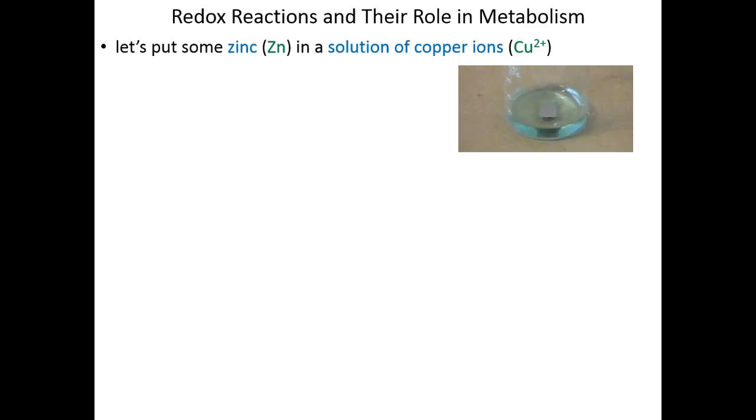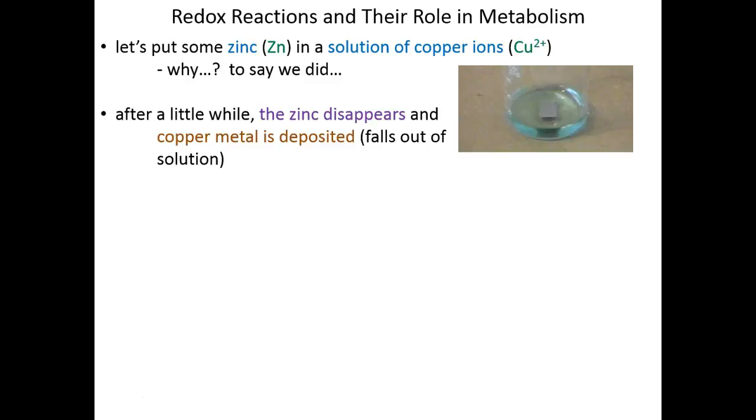You can see the water is bluish in its tint. That is because copper is dissolved in the water. Copper ions are dissolved in the water, and there's the zinc bar, silver-looking bar in the center of that beaker. So why are we doing this? Just trust me, let's do it. We put a zinc bar in a solution of copper. After a little while, something pretty magical happens.